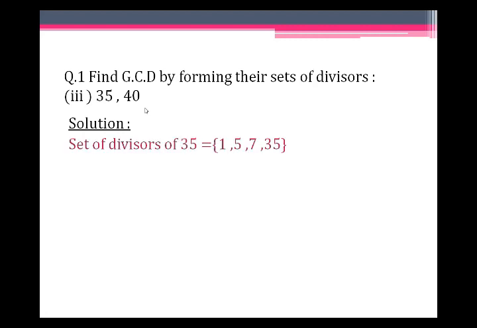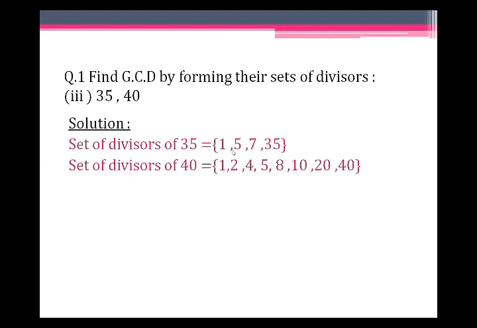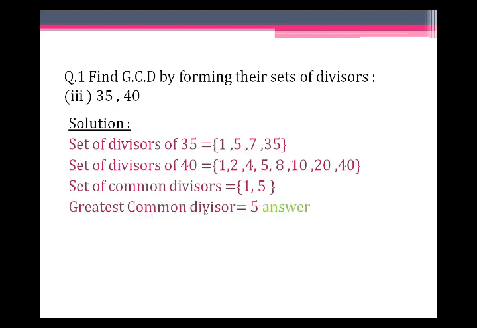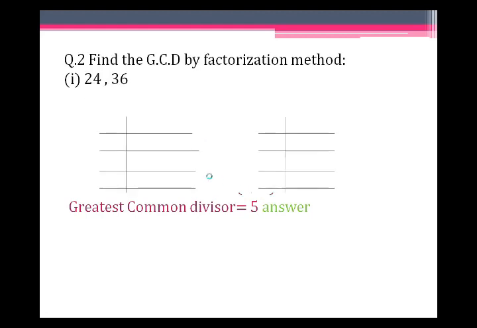Okay students, here we have another question from the same exercise, 35 and 40. Now here we start a solution. Set of divisors of 35 having 1, 5, 7 and 35. Set of divisors of 40 having 1, 2, 4, 5, 8, 10, 20 and 40. Set of common divisors having 1 and 5 only because you see 1 is common in both sets and 5 is common in both sets. So here the greatest common divisor is only 5. Now students, we move towards the second question which is find the GCD by factorization method.